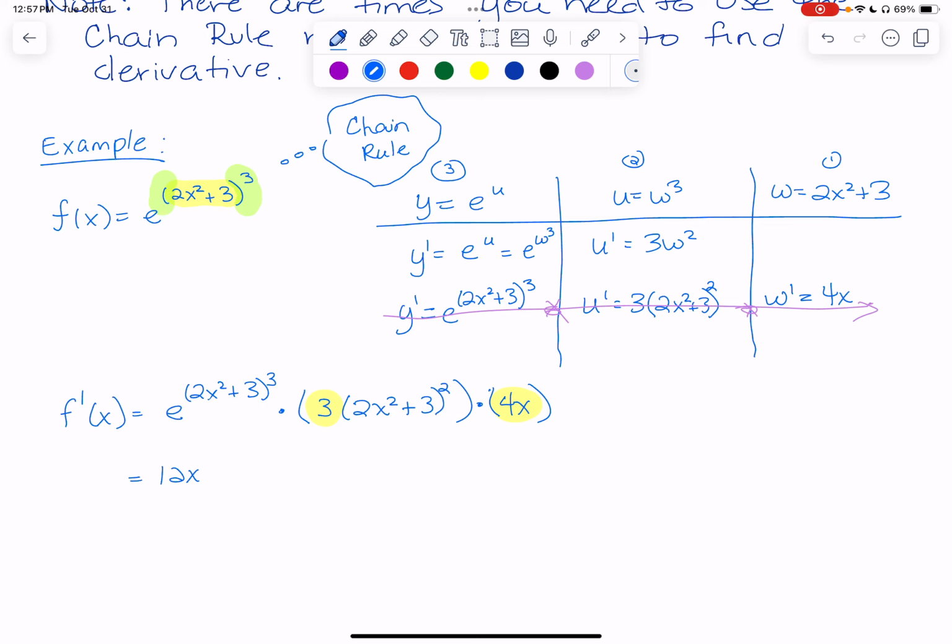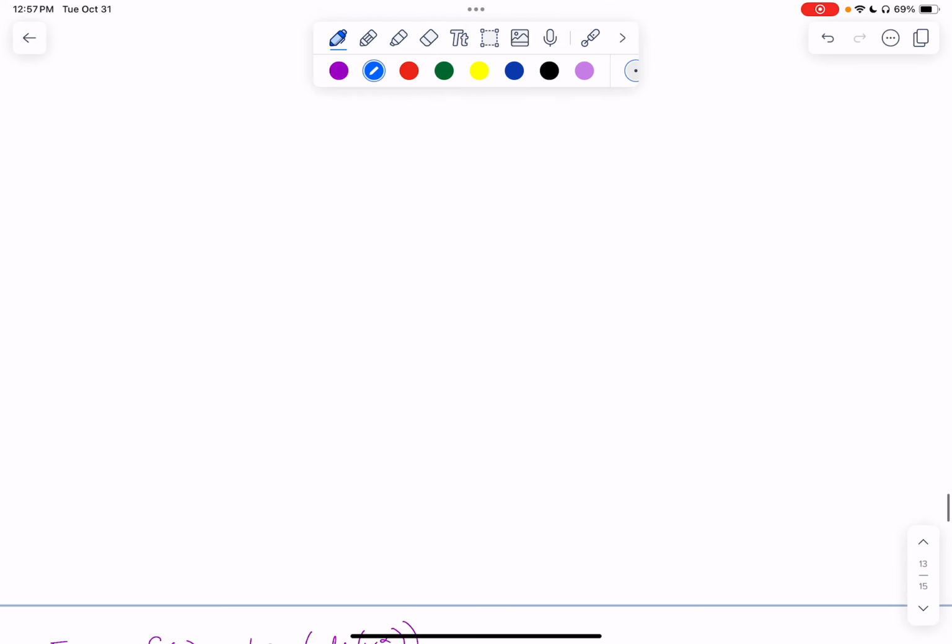I'm going to pop my 2x squared plus 3 squared out front, so I'm going to have a 2x squared plus 3 squared, and I'm going to throw that e to the 2x squared plus 3 cubed on the very end, and that's my answer. So it's really, really just that easy.